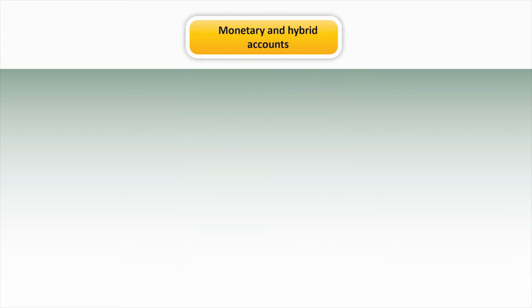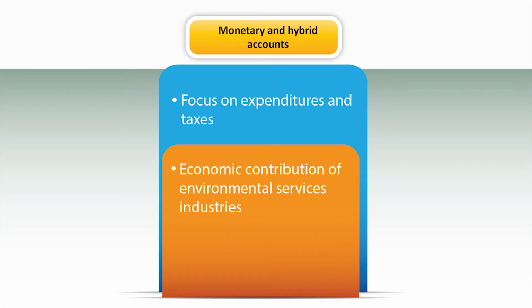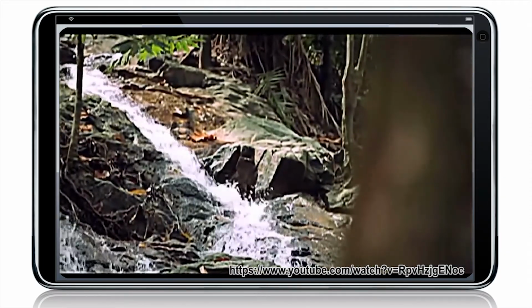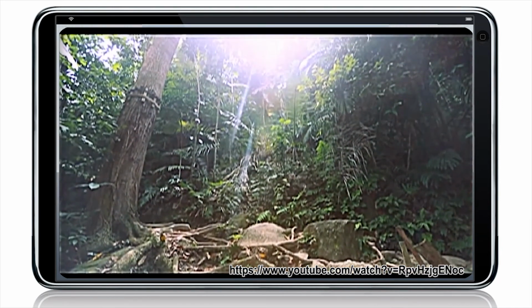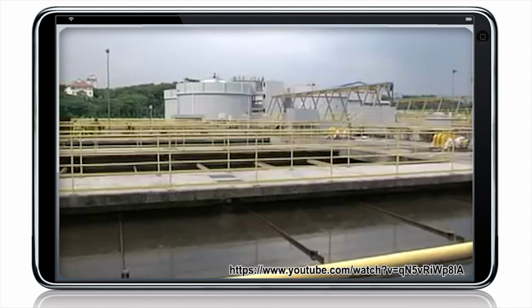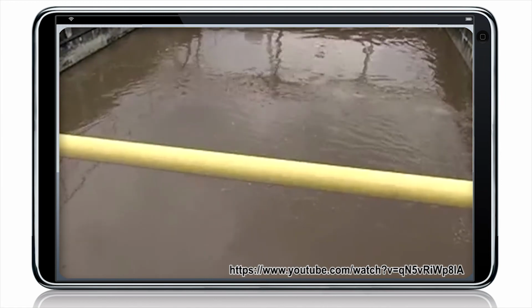Thirdly, the monetary and hybrid accounts separate data from countries' conventional accounts to focus on expenditures and taxes related to protecting and managing the environment as well as the economic contribution of environmental services industries. For example, the fees collected by government for resource use such as levies on minerals, forestry or fisheries, and funds spent on water treatment and solid waste management.